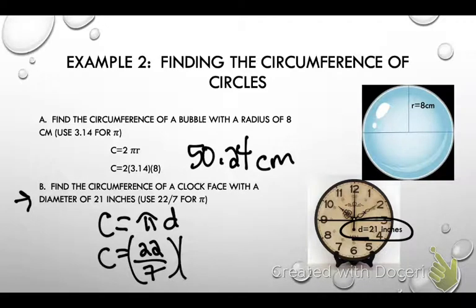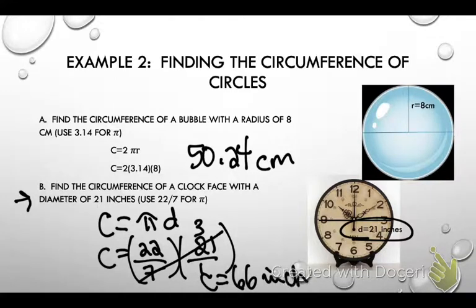So circumference equals 22/7 times 21. I can cross cancel my 7 and my 21. I get 3. So my circumference should be 66 inches. Okay, so make sure that's all in your notebook.